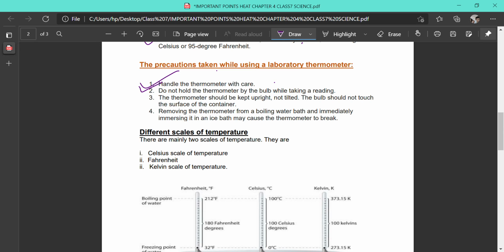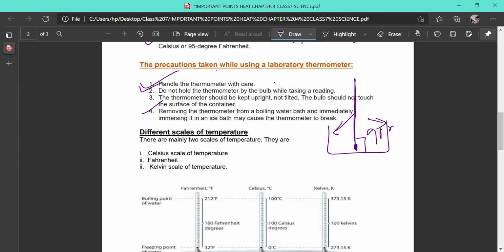Bulb should not touch the surface of the container. So while taking the reading, the thermometer should be vertical. You can see this is a beaker and the thermometer should be at 90 degrees with the base. But the bulb below should not touch the bottom, or the outer boundary of the beaker. That may again give rise to a false reading, an error. So we should be very, very careful. And we should not touch the bulb again. That is the same reason, it may give error.